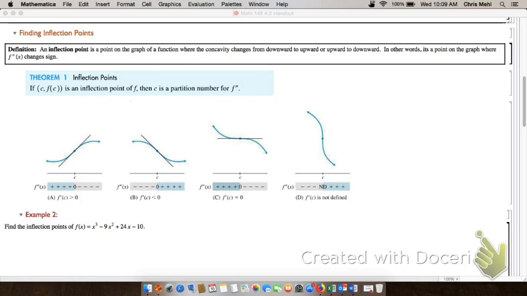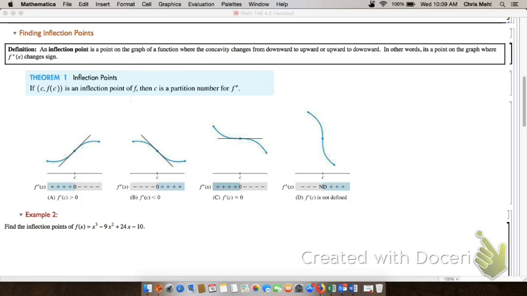So what you do is, again, you find those partition numbers where the second derivative is 0 or undefined, and those are the only possible places where the concavity can possibly change. And in this image down here, it's a picture of 4 graphs, some examples of where you have an increasing function with an inflection point, and the graph changes from concave up to concave down. Another way that can happen is part C. You could have a decreasing function that changes from concave up to concave down. And then there are some other possibilities as well for changing from concave down to concave up.